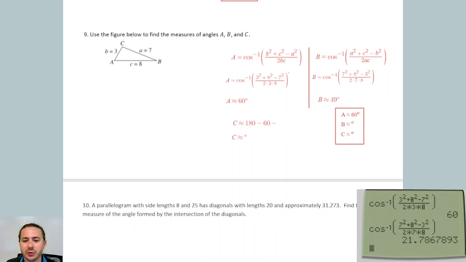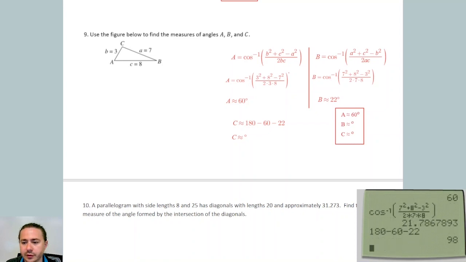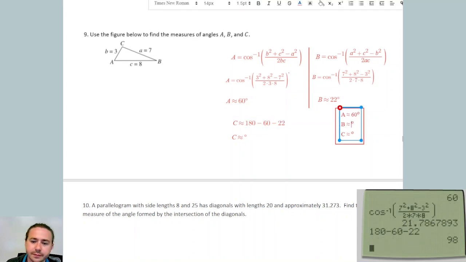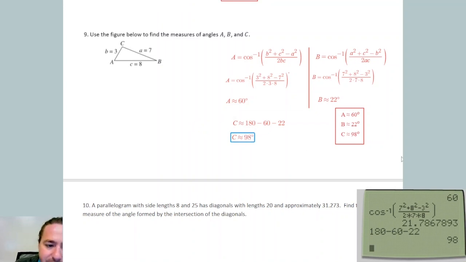Okay, so we get about 22 degrees here. And then my C should be 180 minus 60 minus 22. All right, so we get about 98 degrees. So not quite a right triangle, but pretty close, almost 90. This is almost a 30, 60, 90, but it's a little off. And you could tell pretty easily that's not going to be a right triangle because the Pythagorean theorem fails. 3 squared plus 7 squared is not 8 squared. Okay, so there we go. There's A, B, and C for number 9.